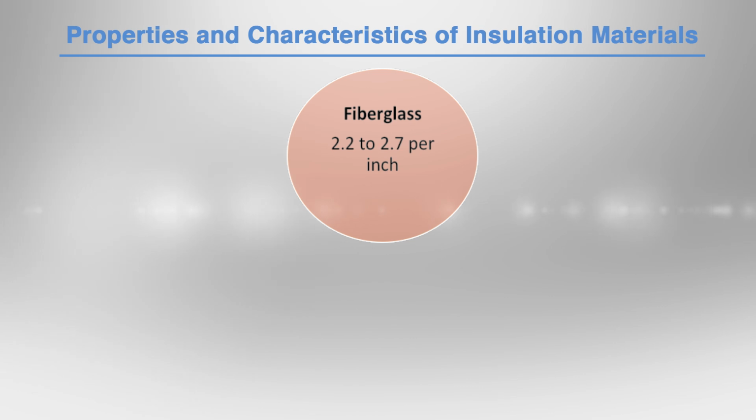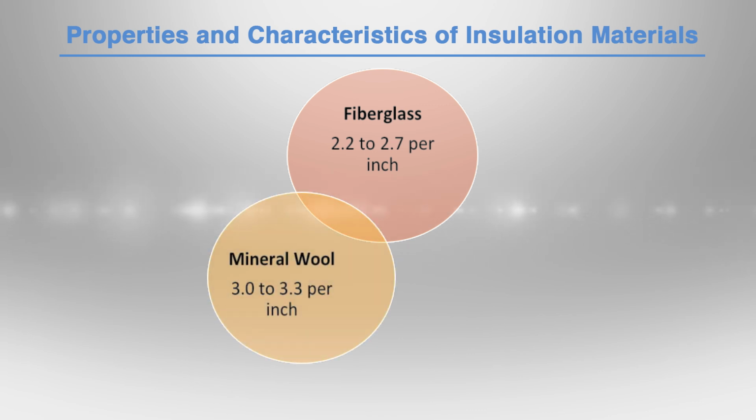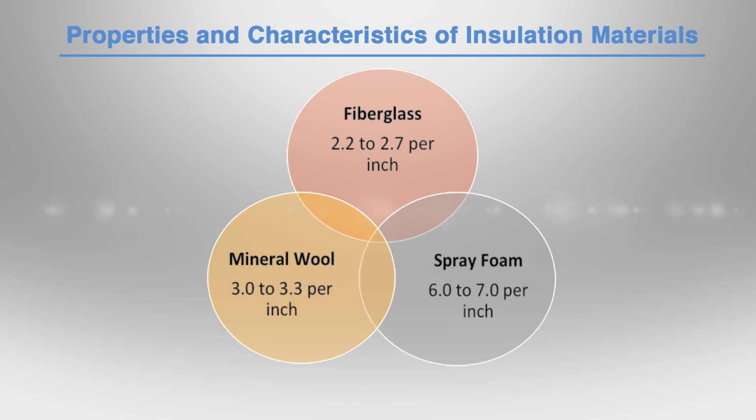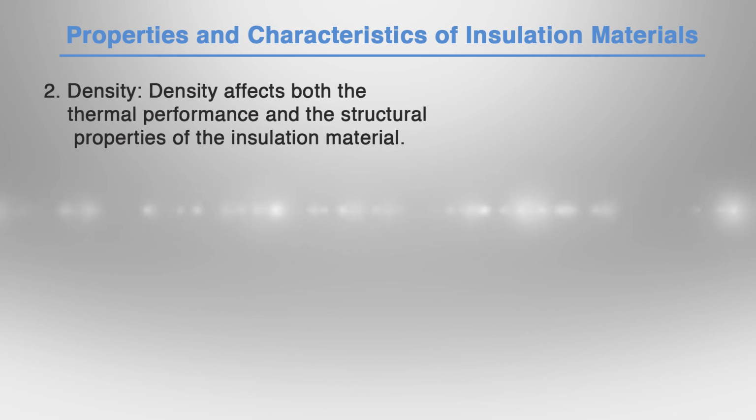Fiberglass typically has an R-value of about 2.2 to 2.7 per inch of thickness. Mineral wool has a slightly higher R-value, ranging from 3 to 3.3 per inch. Spray foam offers a very high R-value, around 6 to 7 per inch, making it one of the most efficient insulation materials. Second one is density.